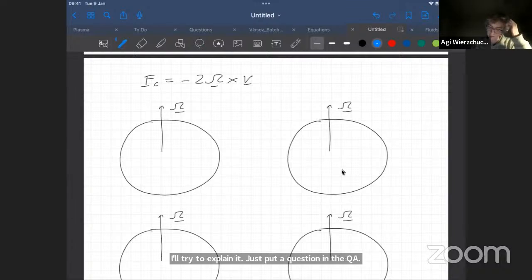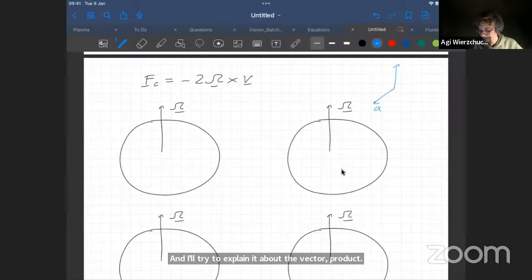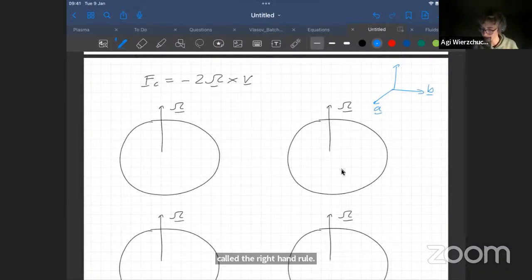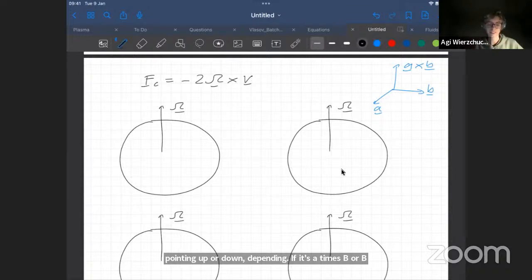But the vector product basically means that if I have two vectors, A and B, when I do the vector product, I use something called the right-hand rule. The direction of this vector product of A times B is perpendicular to both A and B. It's either pointing up or down, depending if it's A times B or B times A, right? This is just a little introduction to the vector product. Again, if you're not familiar with it, do put it in the Q&A, and I will try and answer that without the vector product later.